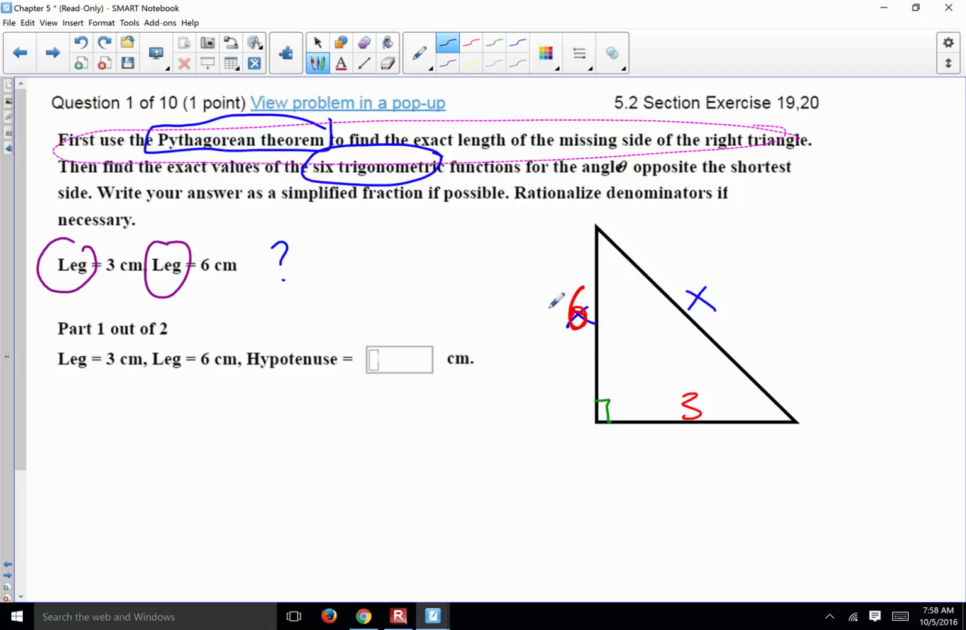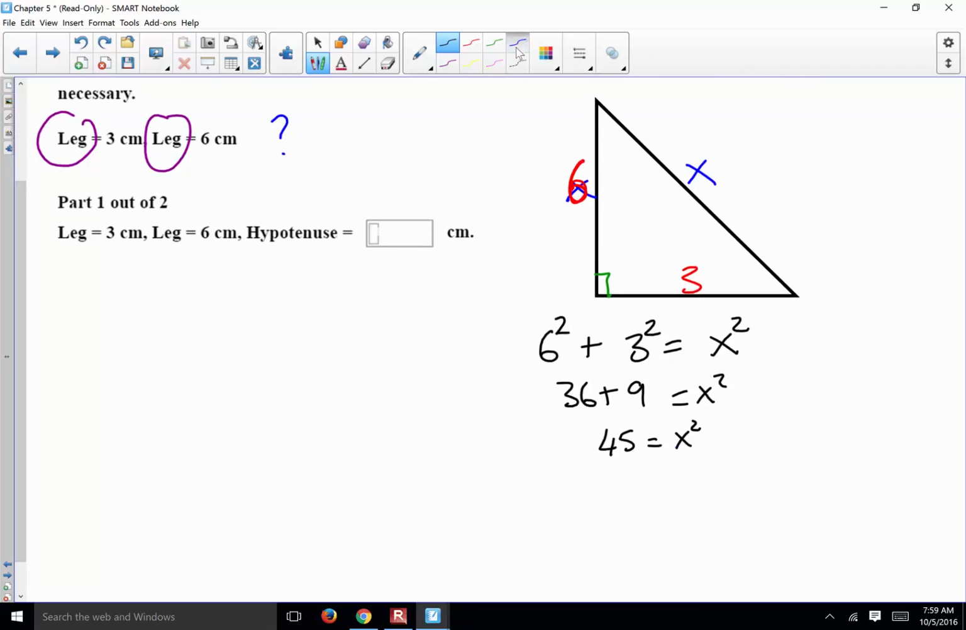Alright, let's do it. Leg 1 squared plus leg 2 squared equals hypotenuse squared. That's it, right? This is the relation. Let's compute this. 6 squared is 36. 3 squared is 9. 45 is x squared. Now how do I get x? I need to take the square root of both sides.